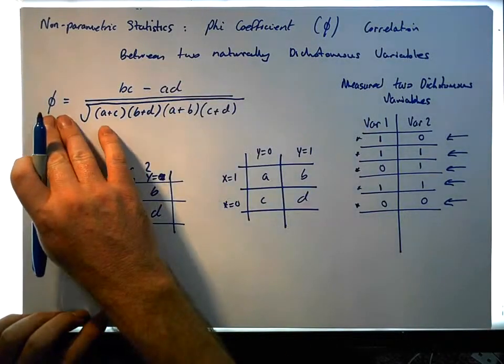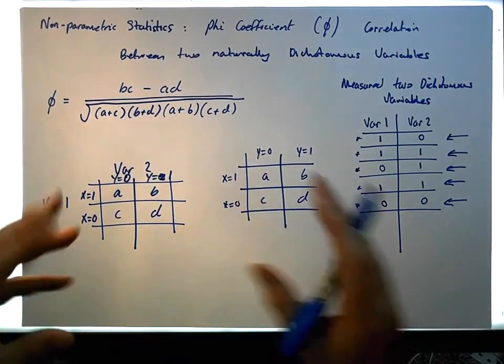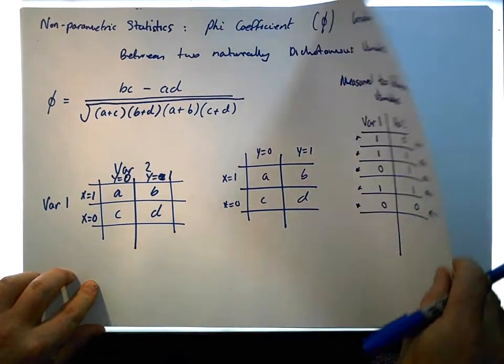this phi coefficient for a particular example. So I've got an example here that I want to use. It's a pretty straightforward example.